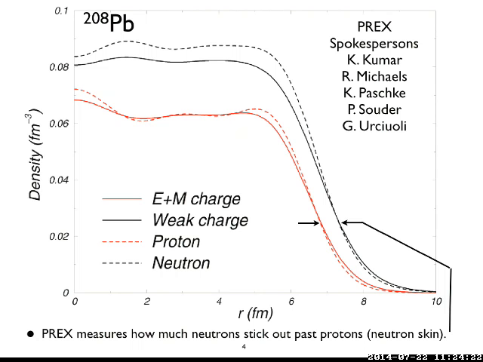And what the experiment is, measurement at a single low q squared, is probing how much the neutrons are expected to stick out compared to the protons. So if you go into the skin of a heavy nucleus, we expect it to be neutron rich.